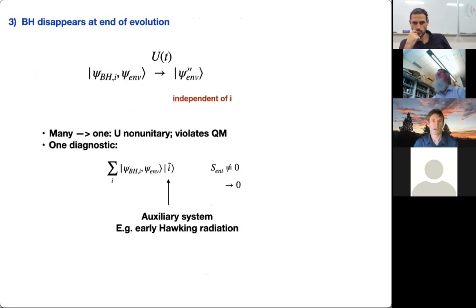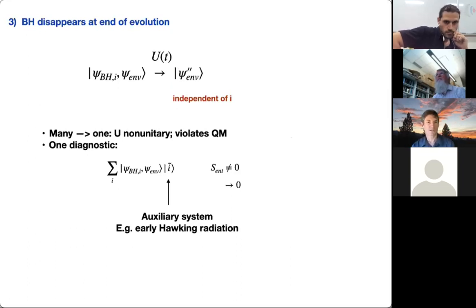Okay, finally, the third assumption, that the black hole disappears at the end of evolution. So we've described the structure of the state, and then what we mean by it disappearing at the end of evolution is that whatever the evolution operator is, it takes it to a state of the environment with no more black hole, and that state is independent of the internal states of the black hole. And once we've stated what this means, then the theorem really follows trivially, because this represents many to one evolution. And so if we have an evolution operator that does this, it must be non-unitary, and therefore we violate quantum mechanics.